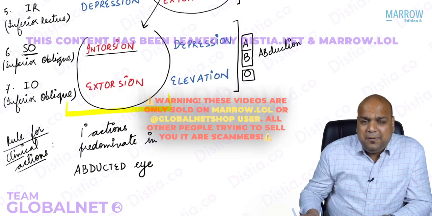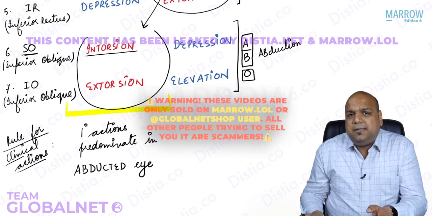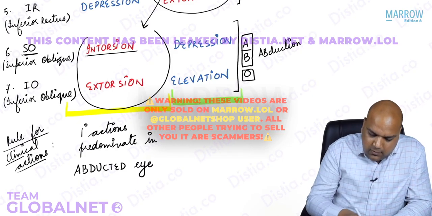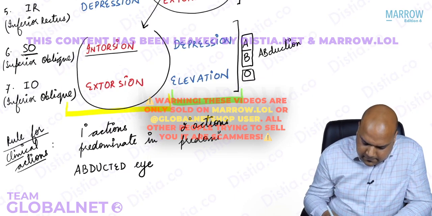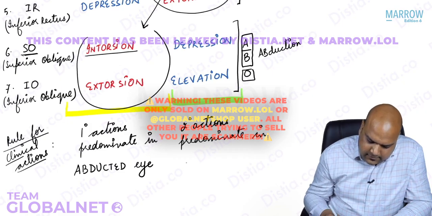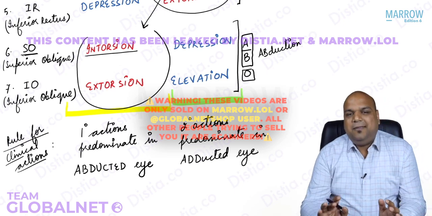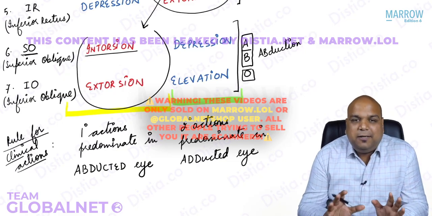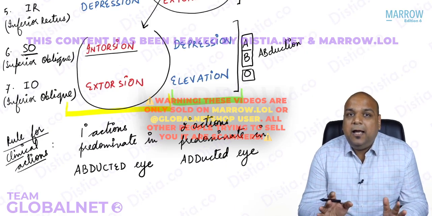That means each eye will preferably perform its primary action when the eyeball is abducted, whereas all the secondary actions of each muscle predominate in an adducted eye. Through whatever explanation I will give you in the next 5 minutes, this is the gist of it that we will arrive at: all the primary actions predominate in an abducted eye and all the secondary actions predominate in an adducted eye.